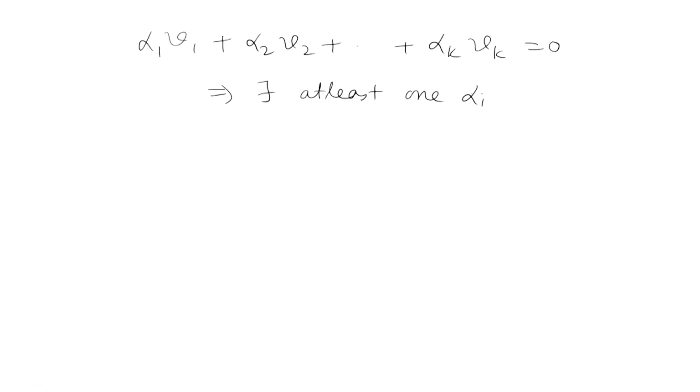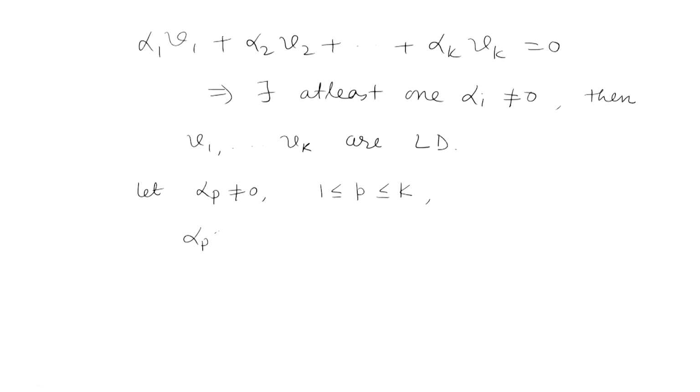Now, if alpha 1 V1 plus alpha 2 V2 plus and so on up to alpha k Vk equal to 0 implies there exists at least one alpha i which is not equal to 0, then V1, V2 up to Vk are called linearly dependent. Let us suppose that the alpha i which is not equal to 0 is alpha p. So, let alpha p be not equal to 0 where p is any element between 1 to k.